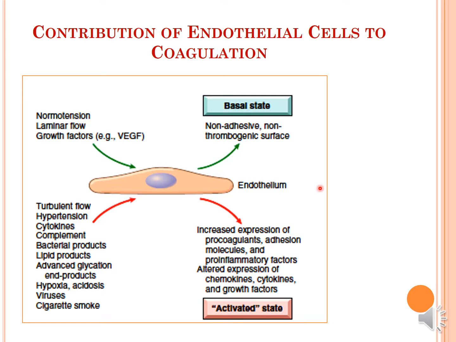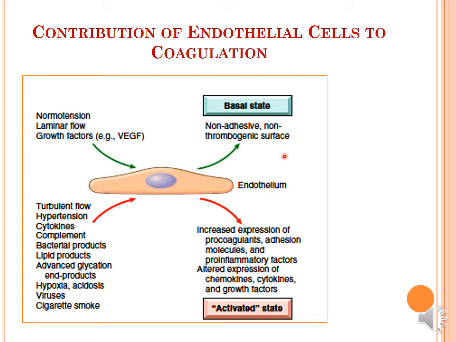We mean by normal circumstances the presence of normal blood pressure, laminar blood flow, and the presence of certain inhibitory growth factors like VEGF. Under those circumstances, the endothelial cell is called to be in the basal or inactive state. It will have a non-adhesive and non-thrombogenic surface. Under certain circumstances, however, the endothelial cell can be activated or injured.